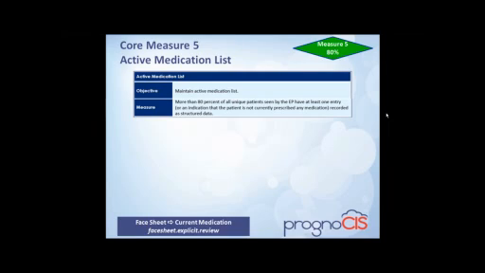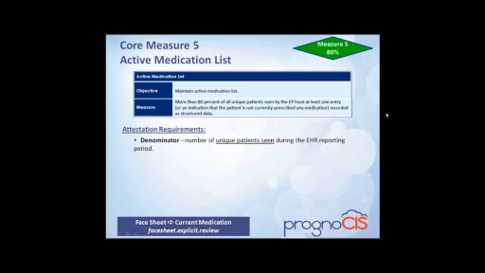This is very similar to Core Measure 3, which we've previously discussed. This is also on the face sheet, and it requires that it be reviewed at least once during the reporting period, even though it is not an encounter level measure. This is specifically looking at the current medications.